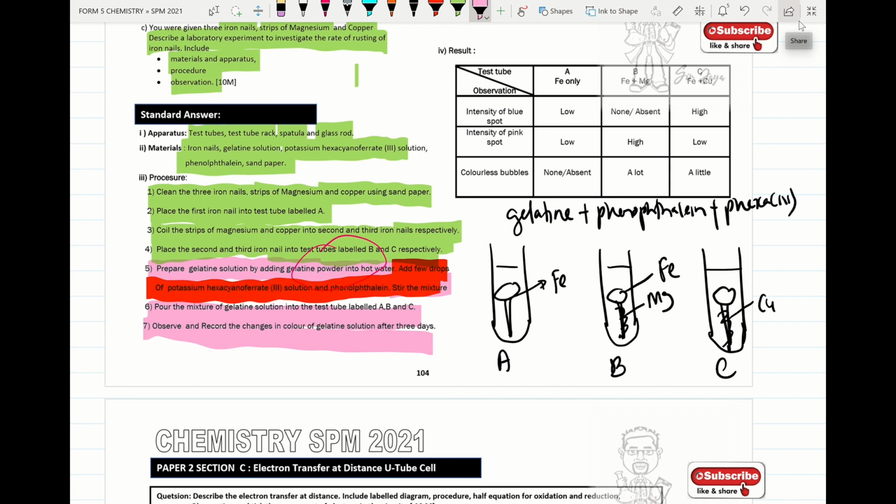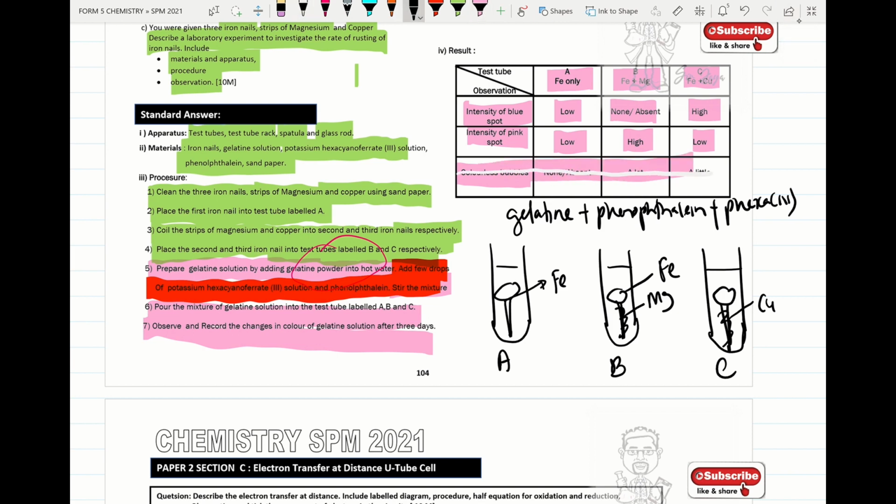Observe and record the changes that occur after 3 days. So what will happen? The first test tube has the iron nail only, here the iron nail with magnesium, here the iron nail coiled with copper. Intensity of blue spot: here low, here absent, here high. Intensity of pink spot: here low, here high, here low. Next one, colorless bubbles. This one no need to write down.